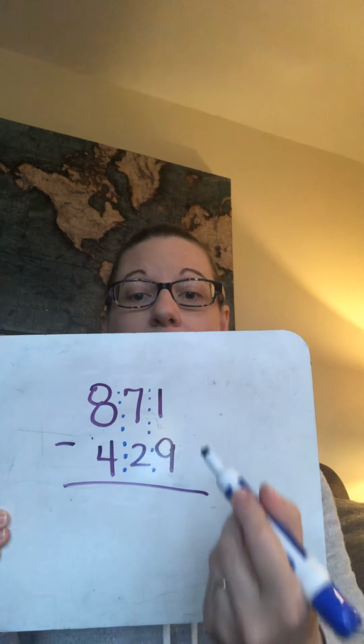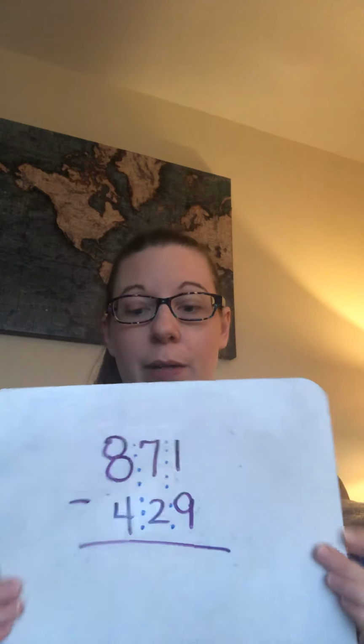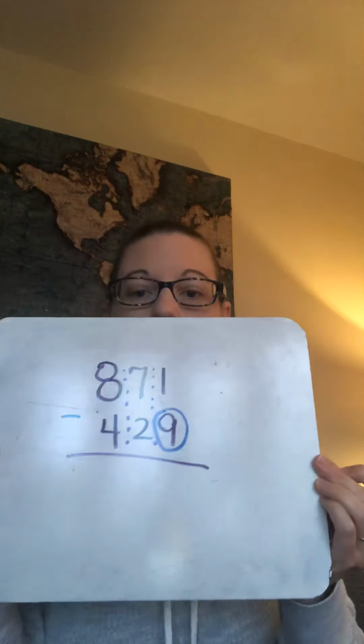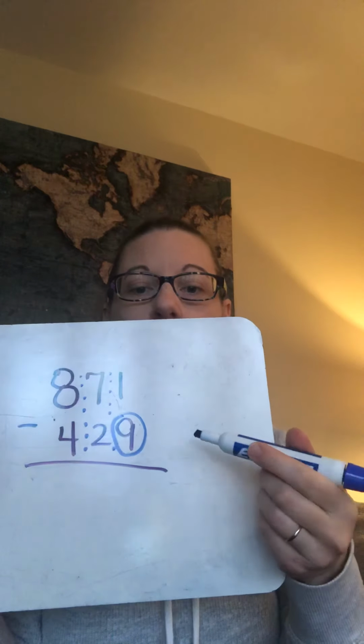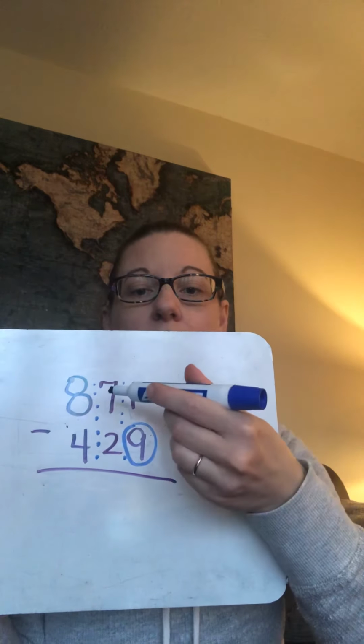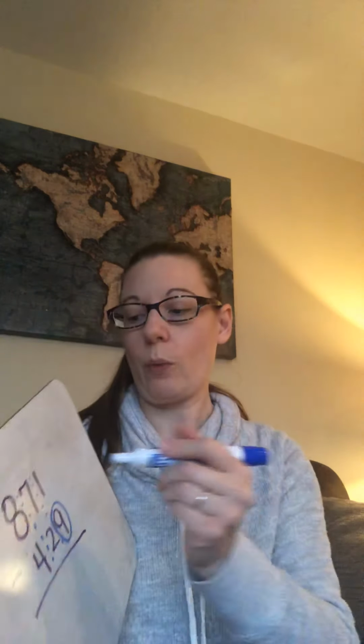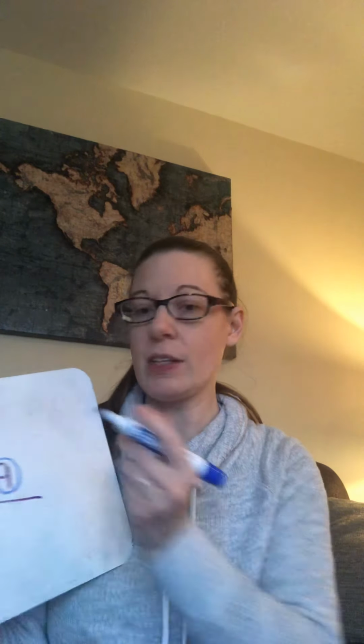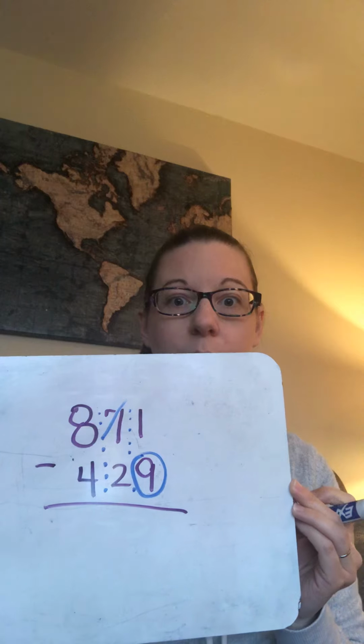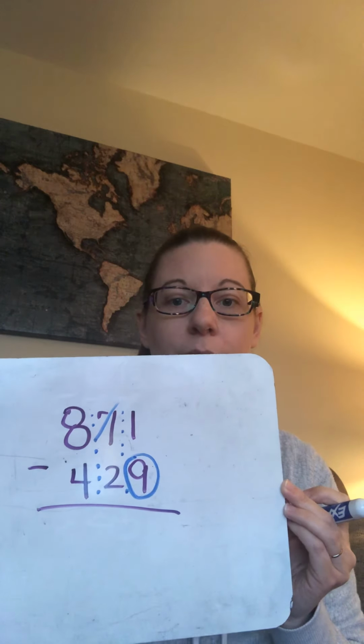There's a 1 and a 9 in that place value column. So I circle my larger number, and this time it is the 9. The 9 is on the floor, so we have to go next door to the 7, okay? So we're borrowing from the 7. We cross off the 7, we take 1 away from that 7. The 7 becomes a 6.